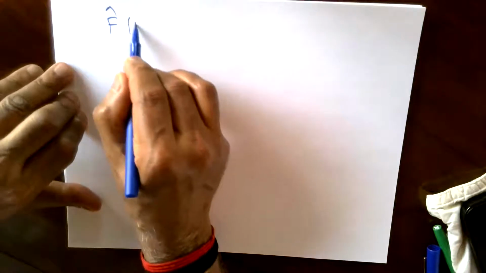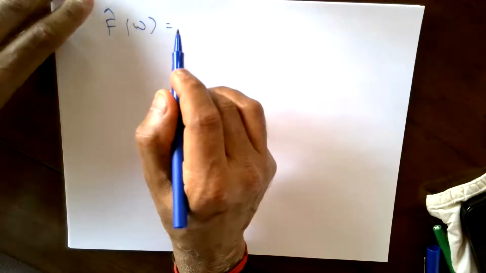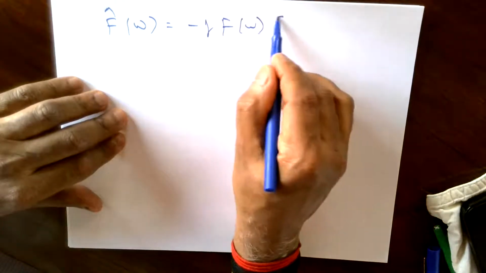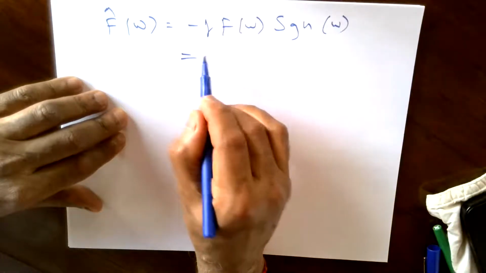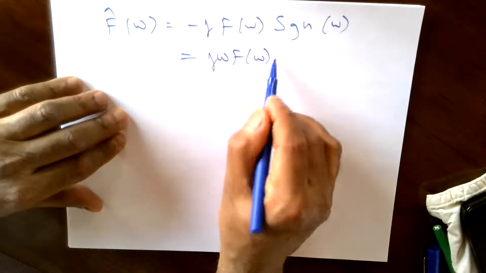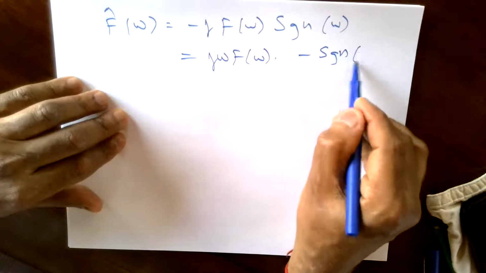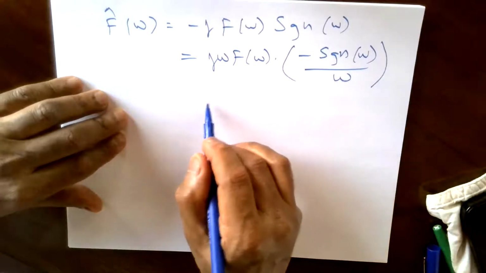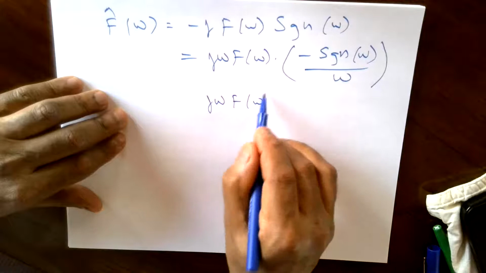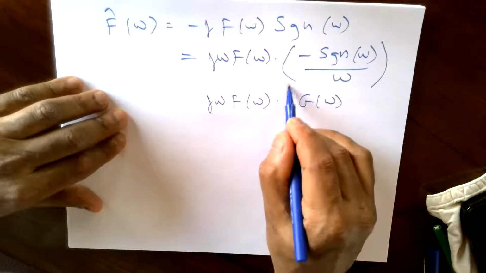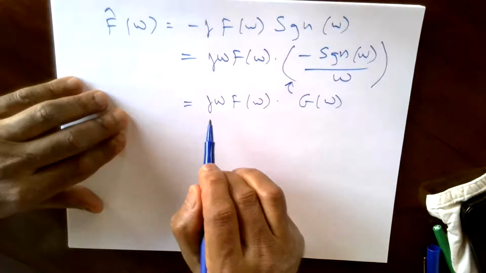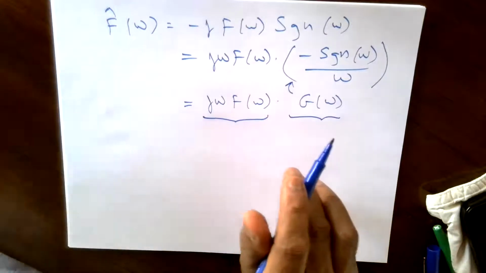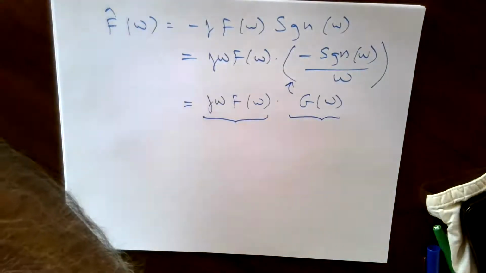F hat of omega is minus j F of omega sine omega. So I'm going to rewrite this as j omega F of omega multiplied by minus sine omega over omega. So I multiplied and divided by omega. And let me write this as j omega F of omega multiplied by G of omega. So G of omega is obviously this function. If I do this, the question is, what is the inverse Fourier transform of G of omega?